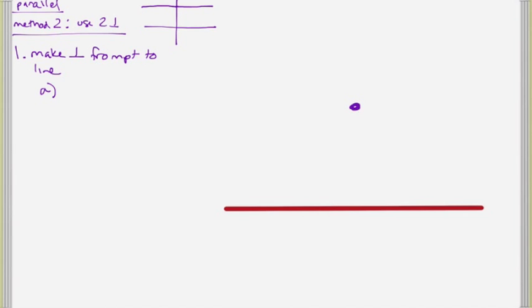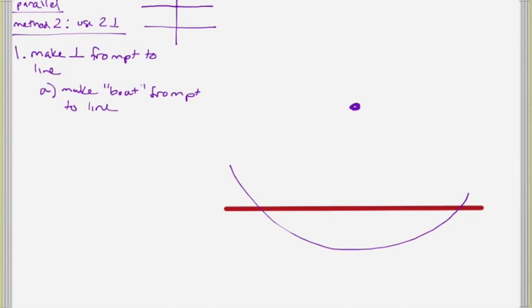Our first step to make a perpendicular from a point to a line when it's not on the line is to make what I called a boat from the point to the line. So a given point is a good place to put our compass point. So what we're going to do is take our compass point and put it on that starting point. And then you need to open up your compass so that it is wide enough that it can cross the line. I'm going to make a boat that goes across and hits that line in two places.